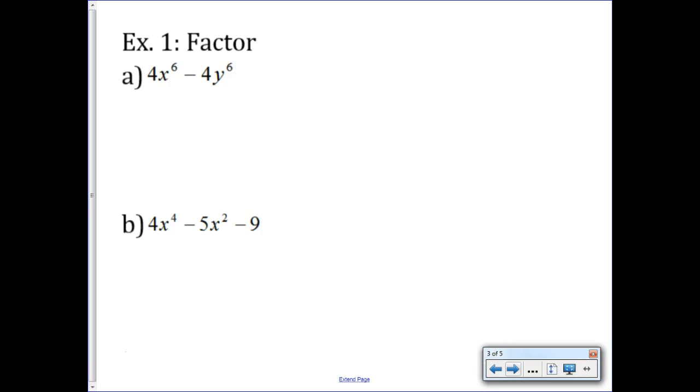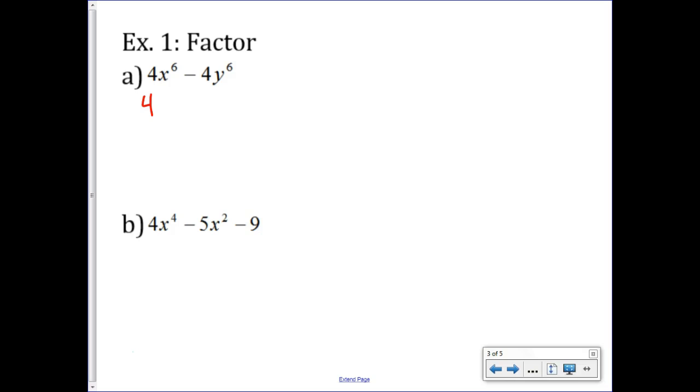So here we have 4x to the 6th, 4y to the 6th, and we're subtracting. That looks like a special pattern to me, but it looks a little different than we've seen before. First off, I see I can take a 4 out. So then I have x to the 6th and y to the 6th. And what I want to show you is you could write this one of 2 ways.